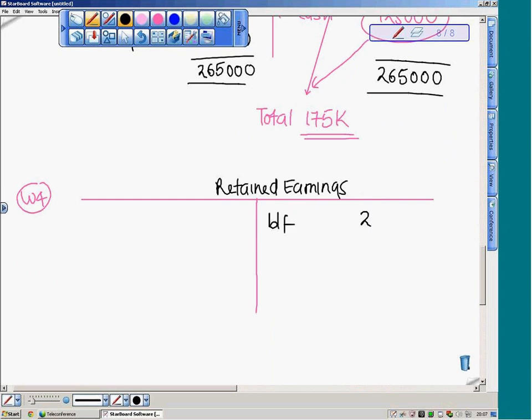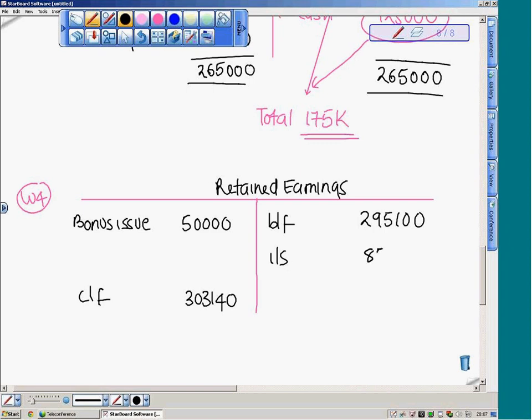Okay, so you do have a brought forward of 295,100. You have your carry forward of 303,140. Remember the bonus issue, as told to us in note 1, part funded by the retained earnings. In addition to that, during the year, they've made profit. And this is a group SFP, group cash flow question. So what you must take is the profit attributable to the parent in the retained earnings.